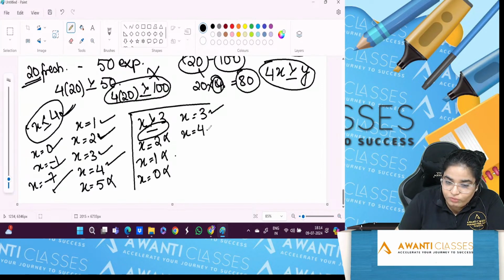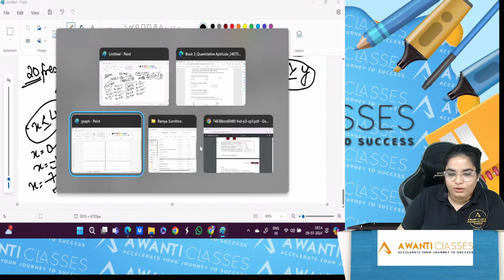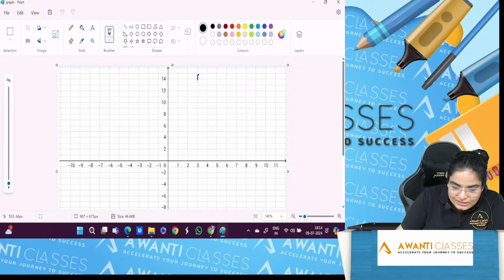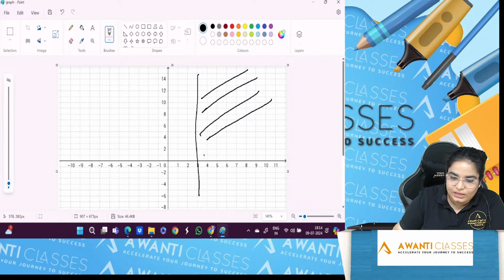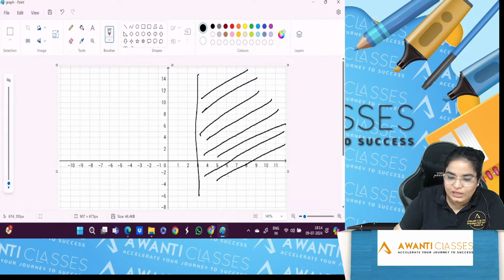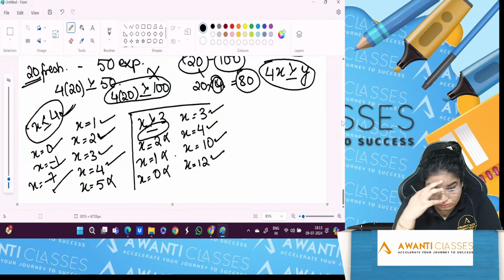X is equal to 4, will it work? Yes. X is equal to 10, will it work? Yes. Okay. X is equal to 12, will it work? Yes. So on and so on. So anything that is greater than or equal to 3 will work. So if this is the line, anything that is greater than 3 will work. Yes? Understanding? Are we understanding?